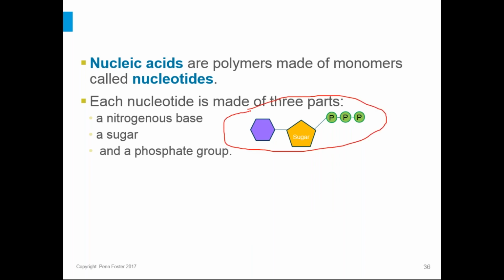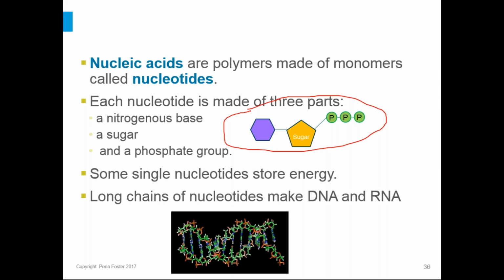So this whole thing here is one monomer. That's one nucleotide. Now, there are some single nucleotides that exist, and they store energy. One's called ATP, which you'll also learn about a lot later, and it is in the cells as one single nucleotide. But you also get long chains of nucleotides that hook together, and they make up DNA and RNA, the giant macromolecules that store your genetic information.